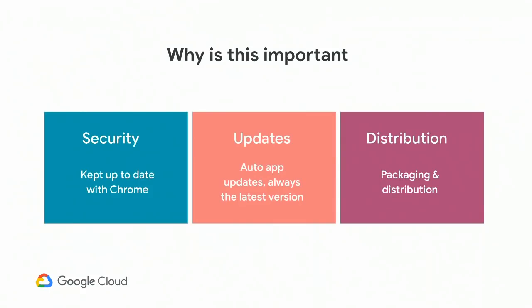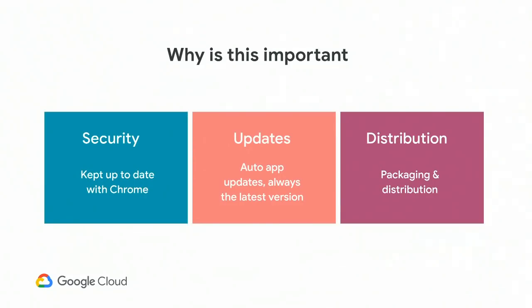The first one is around security. Progressive web apps are always based on your currently installed version of Chrome. Chrome is great at updating itself automatically. There's a huge team constantly looking for exploits and fixing them as quickly as possible. So it means it's not based on the binary version of the downloadable app. It's based on the version of Chrome that's installed.